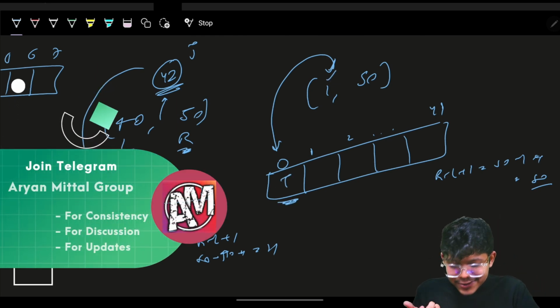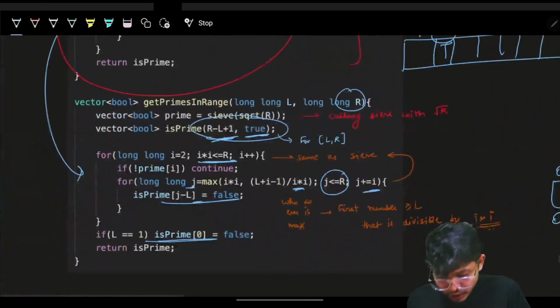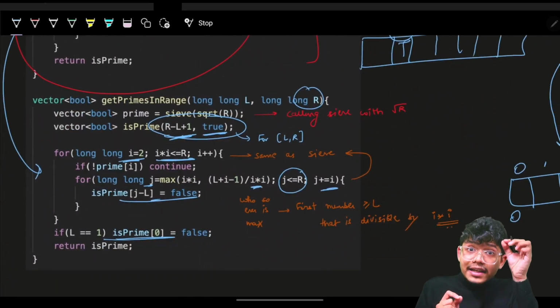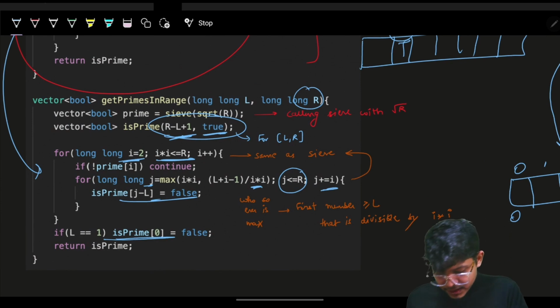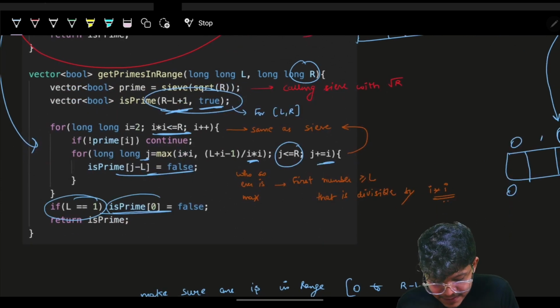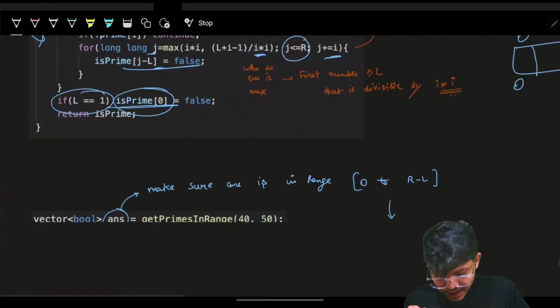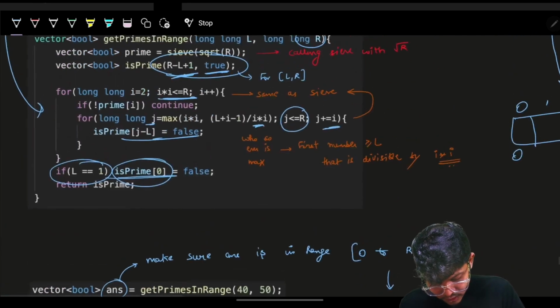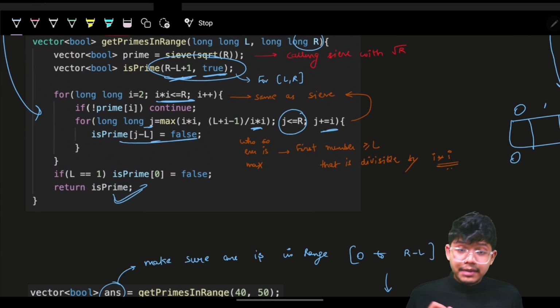So if something is 1, it cannot be prime, right? Please mark that as false, because you can see it never starts with 1, it goes from 2 itself, because we check from 2 itself. So if your L is 1, please mark the index 0 as false, and with that I can simply return the prime.